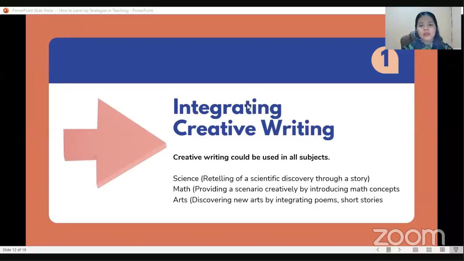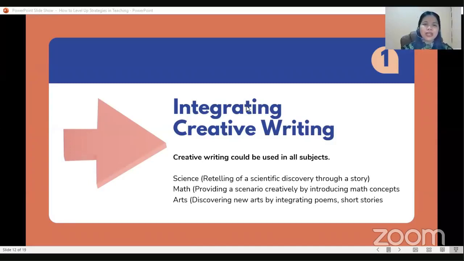Next is, for example, math. We will ask them to provide a scenario creatively by introducing math concepts. So say, for example, they will be giving a problem that needs to be solved, but it has to be written creatively.